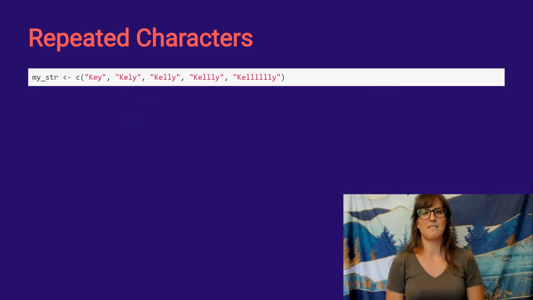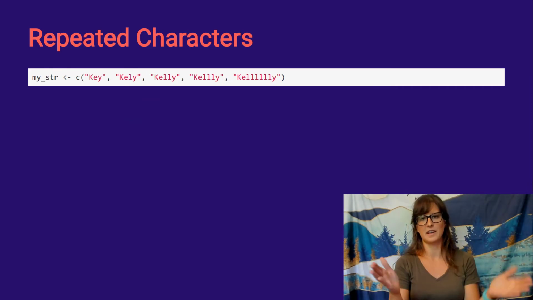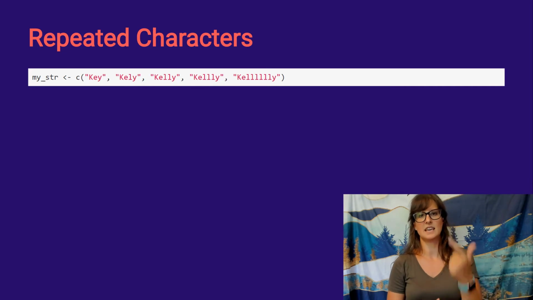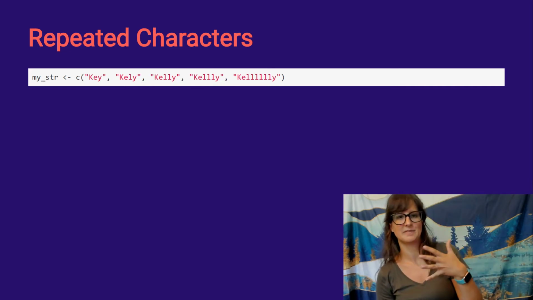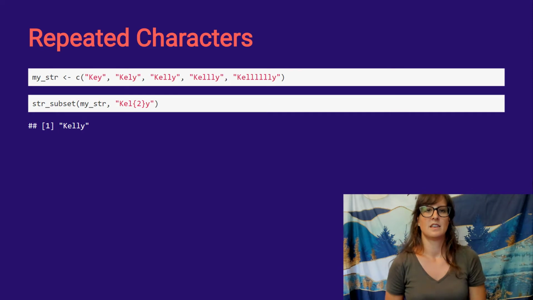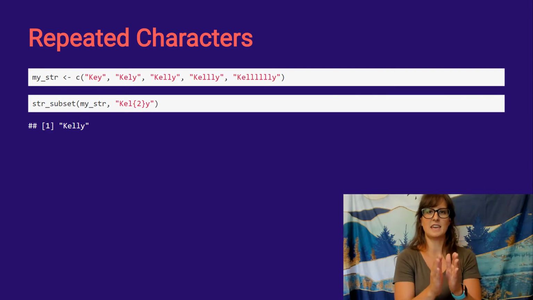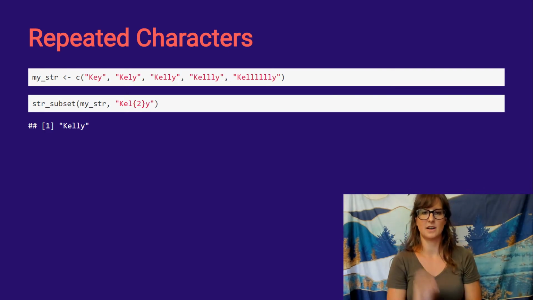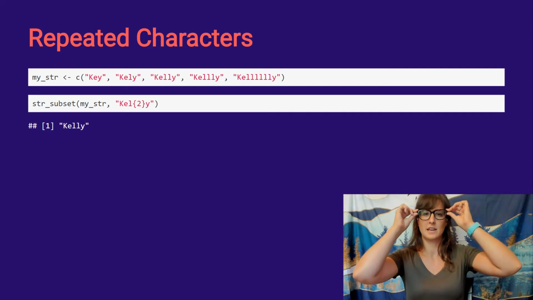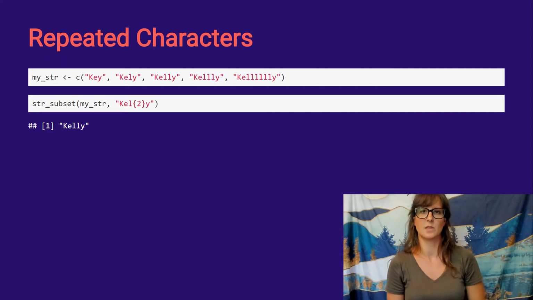So suppose I have this vector of strings, and I have varying numbers of L's in them. Key, Kelly, Kelly, Kelly, Kelly. If I say, tell me which of these elements have exactly 2 L's before the Y. So I want KE, exactly LL, and then a Y. Of course, only one of them has that, right? Only the third one has those exactly 2 L's between the E and the Y.